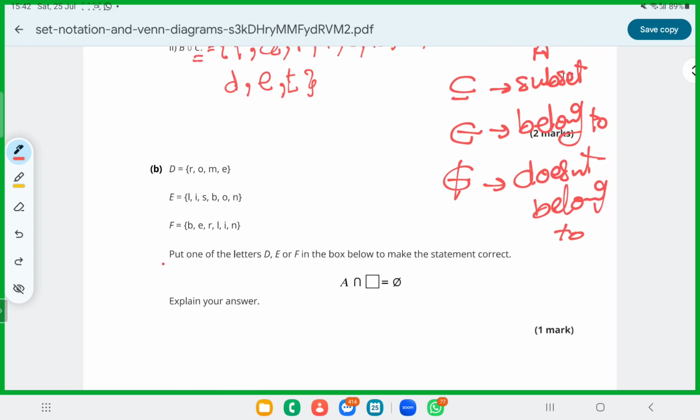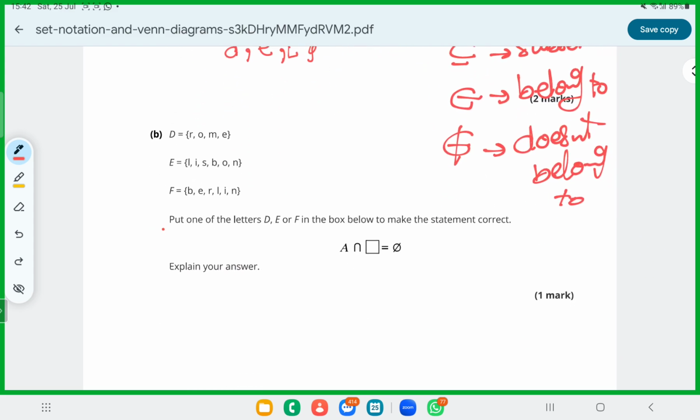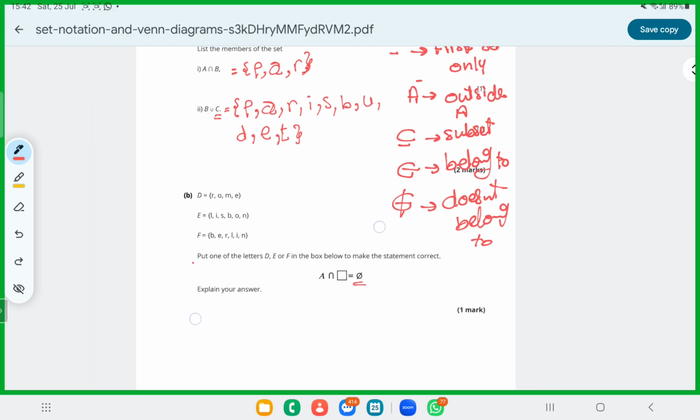Here, look at this question. D includes some letters, and E some letters, and F some letters. Put one of the letters D, E, or F in the box below to make the statement correct. So, what is the intersection which gave me phi, which is the null or the empty set? A intersect with what is phi? It means if I started to talk about A, this is A.